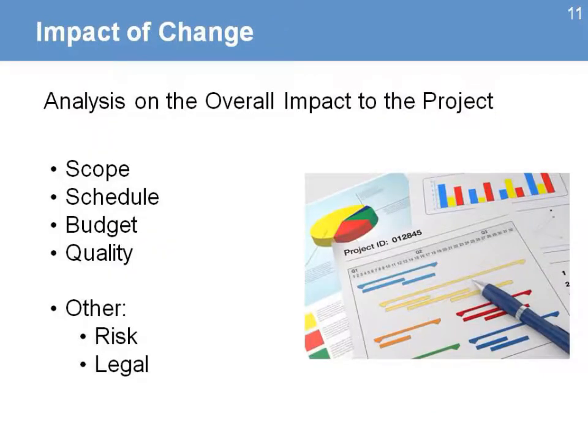The impact of change is the analysis of the overall impact on the project. Usually we look at the constraints: scope, schedule, and quality, our triangle, because those are the areas that are going to be most impacted by the change. In some other types of projects or other areas, the impact we also look at includes risk and legal.